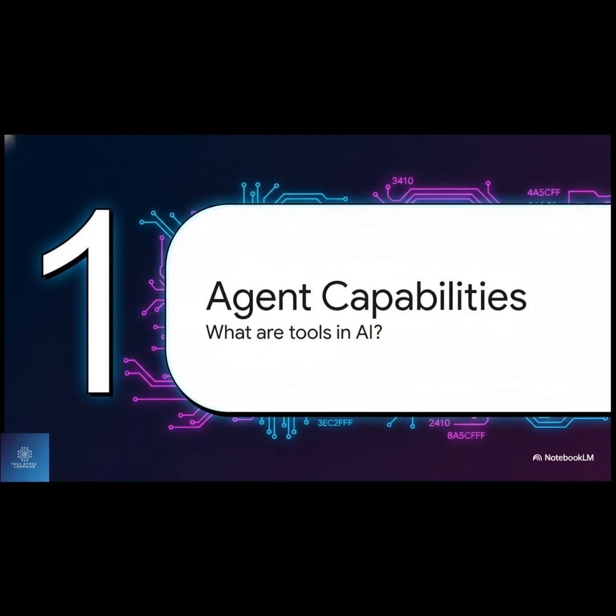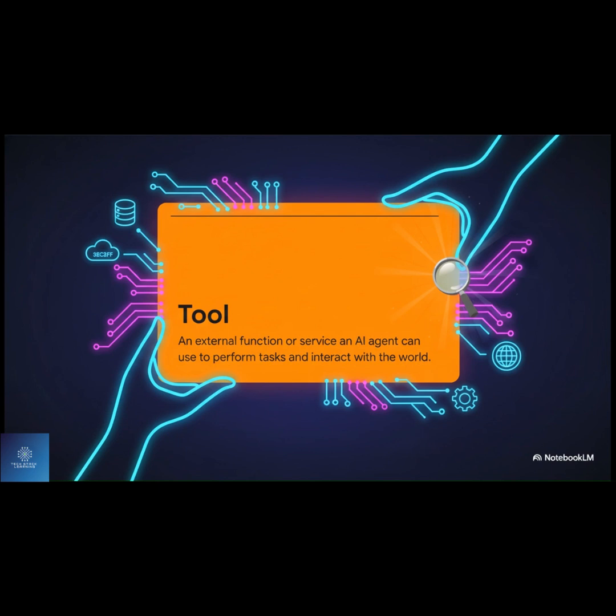Okay, so how does this actually happen? Let's unlock what's going on behind the scenes and start with the most fundamental question. What even is a tool when we're talking about AI? Well, it's actually pretty simple. A tool is just an external function or a service that the AI agent is allowed to call. You can literally think of it as giving the AI a set of superpowers, a toolkit that lets it perform tasks and interact with the world way beyond its original training data.